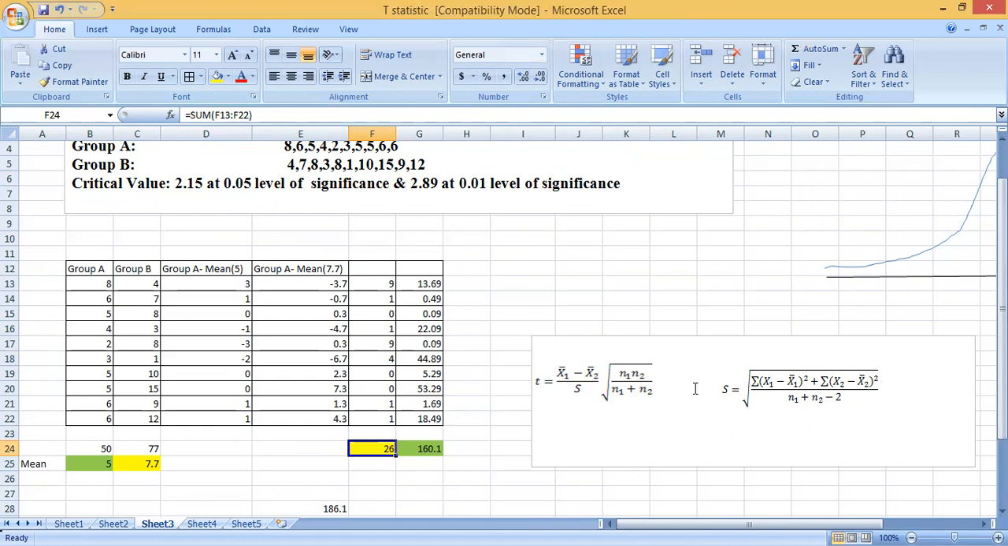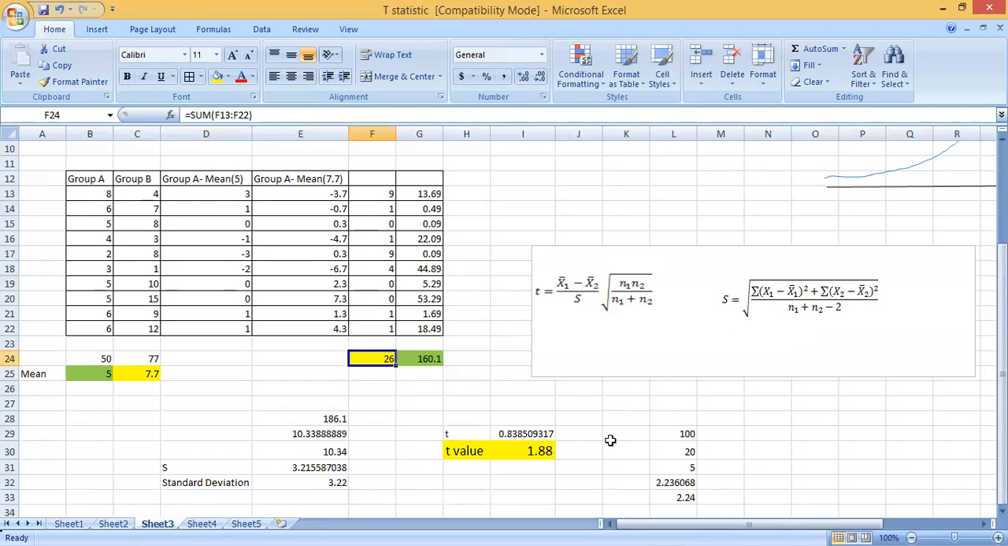Clear? So now we have to find the S value. At first, we take the sum of these two values, this plus this one. Okay, 186.1. The same thing is here.